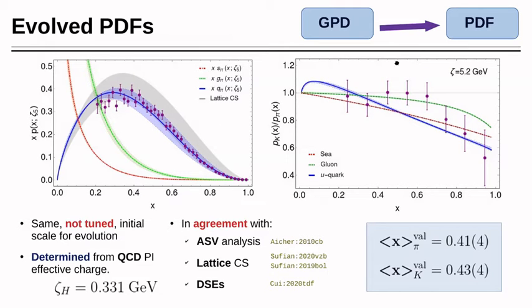And here on the right, I just compare the valence, sea and gluon of the kaon and the ratio with the pion. One can notice from these momentum fractions over here that at the experimental scale corresponding to 5.2 GeV, the valence in the pion is 41%, while the valence in the kaon is 43%. Again, this small difference is a consequence of the S quark in the kaon.